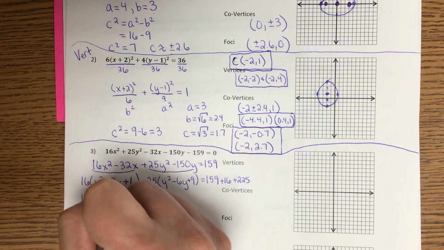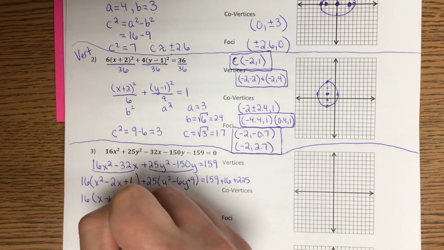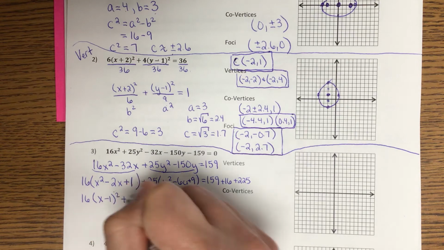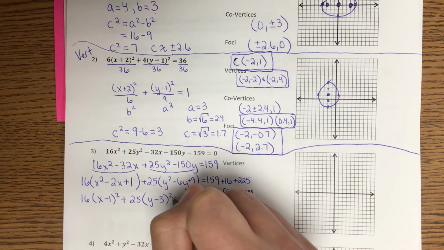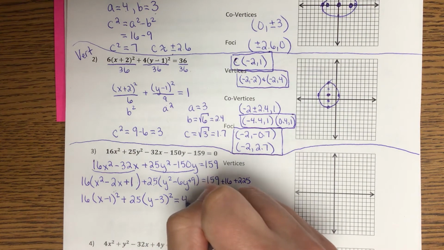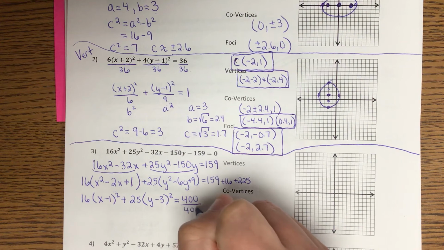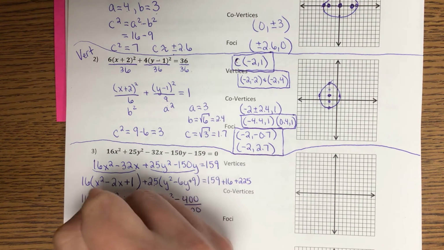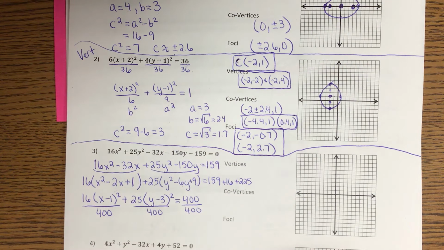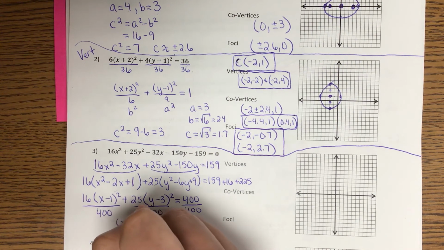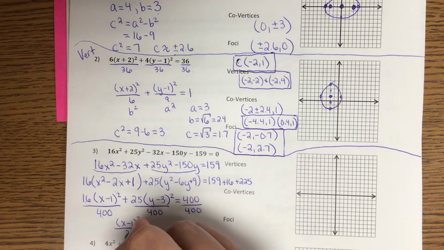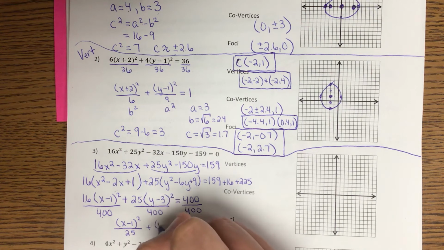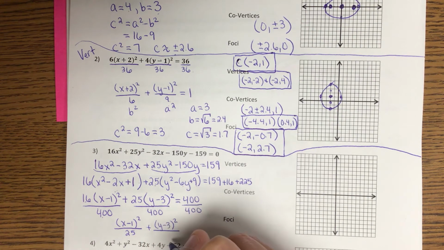So then I get 16 times, and I'm going to factor this as x minus 1 squared, plus 25 times y minus 3 squared, equals a very large number. I believe that's 400. And then just like in the previous problem, I'm going to divide both sides by 400. It's not going to leave me any room to do any extra work, but my standard equation would be x minus 1 squared over 25, plus y minus 3 squared over 16, is equal to 1.